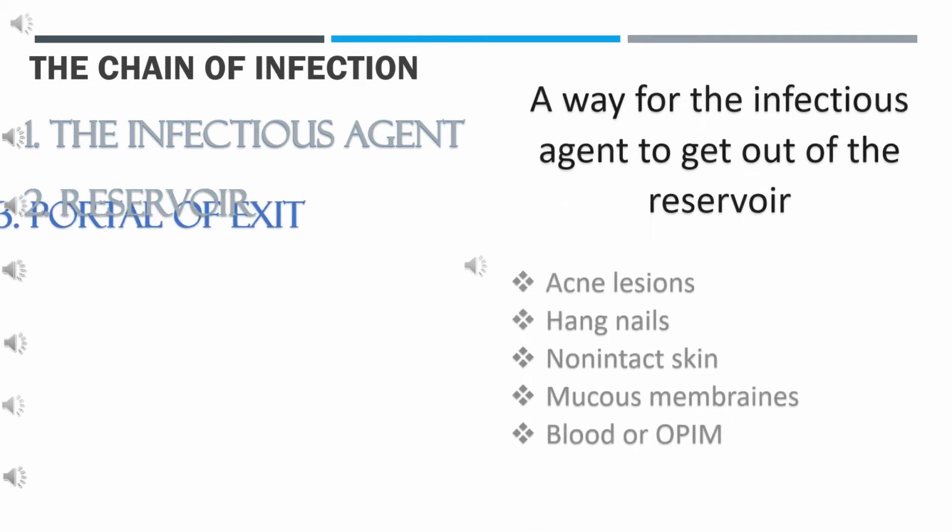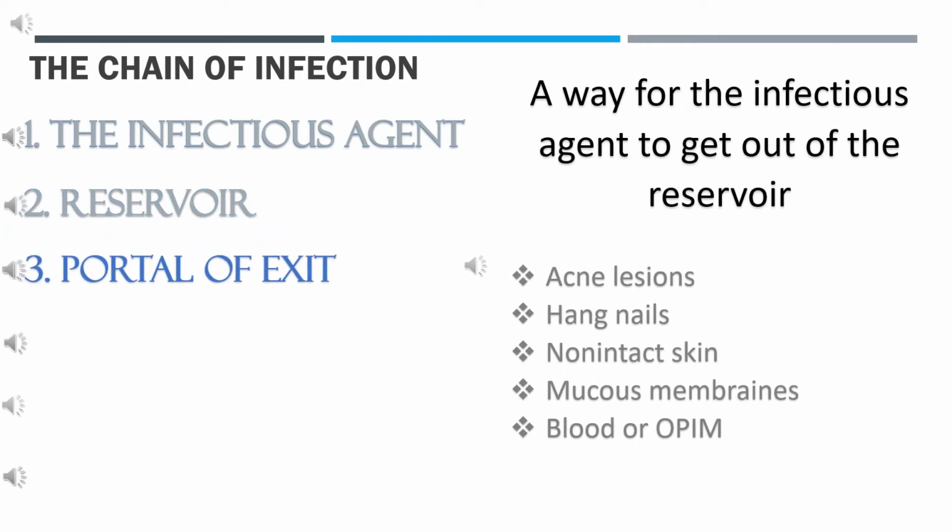A portal of exit is a way for the infectious agent to get out of the reservoir, such as acne lesions, hangnails, non-intact skin, mucous membranes, or other potentially infectious material. Hand washing, covering wounds, safe handling of sharps, and disposing of waste properly reduce the likelihood of transmission.